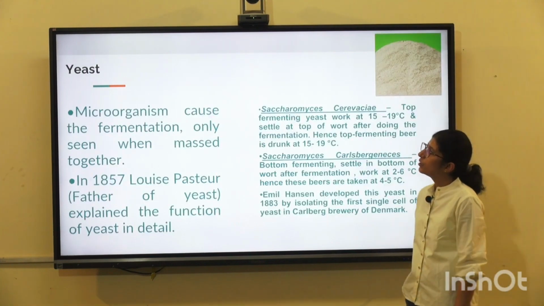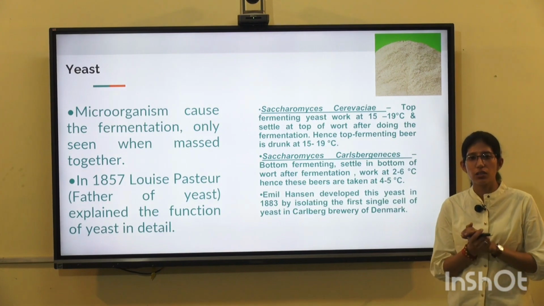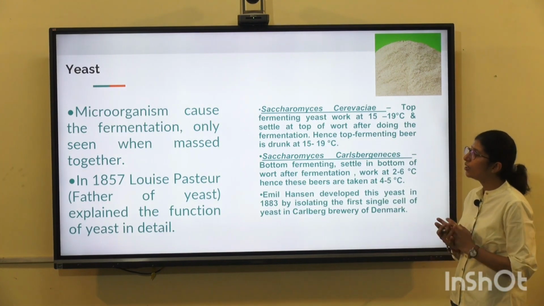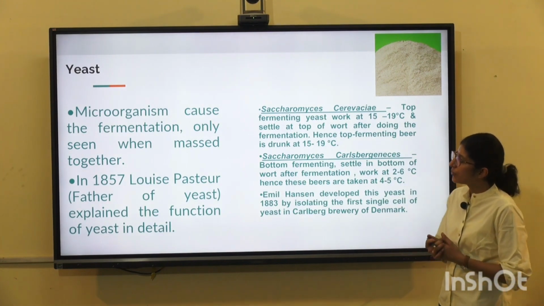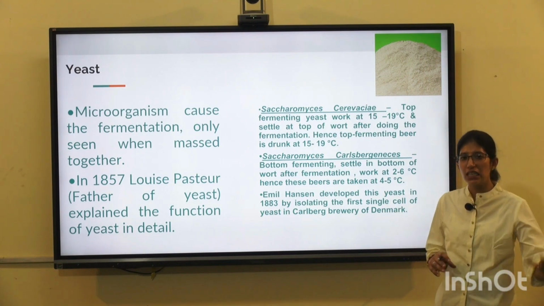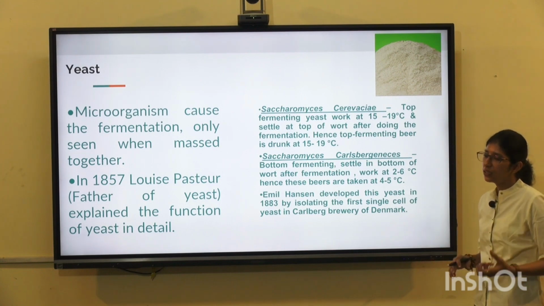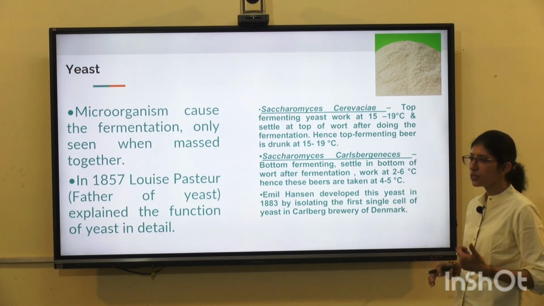Now, third is the yeast. Yeast is the microorganism that is the basic cause for the fermentation of the sugar in your water. In 1857, Louis Pasteur, father of the yeast, also explained the basic and detailed function of how it is formed and how it is actually converting sugar to alcohol with the help of water and releasing CO2.